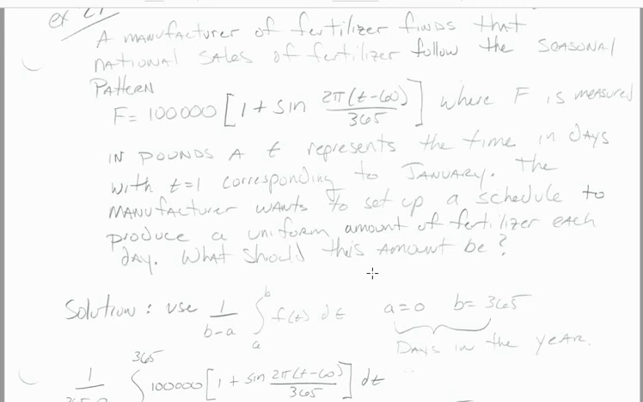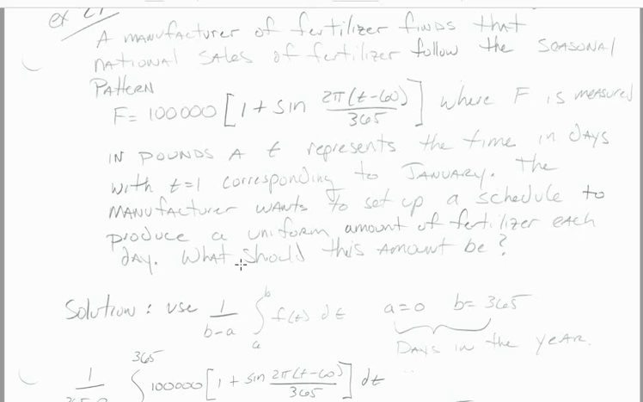So we're wanting to find a uniform amount of fertilizer each day. That problem says we should produce an average amount of fertilizer each day. So in my mind, this is telling me I still have to use the average value integral. What's my time frame? We're talking about over a year. But we want this in days because we're finding the average value per day. So be careful how you set up the integral here.